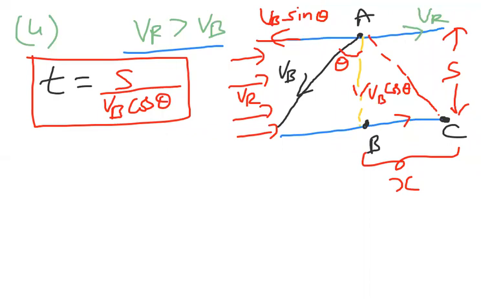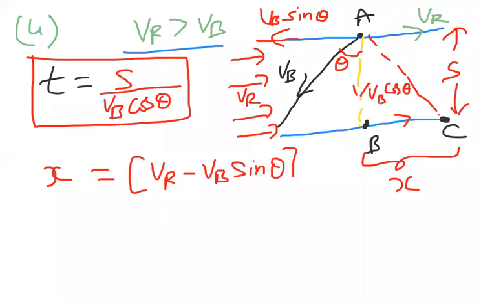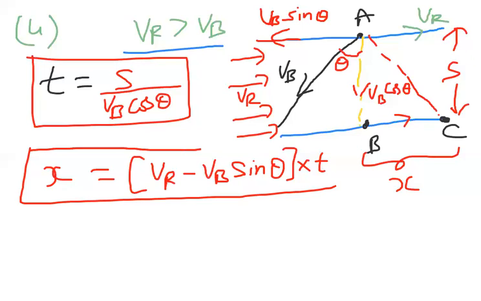So here, what is X? X, the drift distance, is equal to speed into time. Observe carefully. In this direction VR, in this direction VB sin theta. Both are in opposite directions. So X is equal to VR minus VB sin theta, into time. So this is the formula we have.